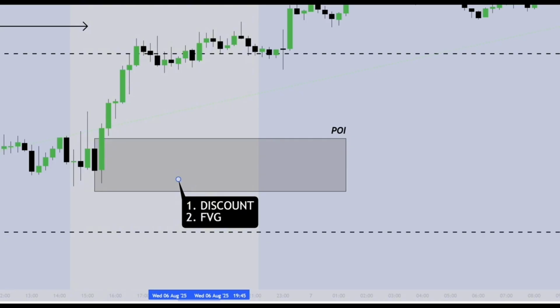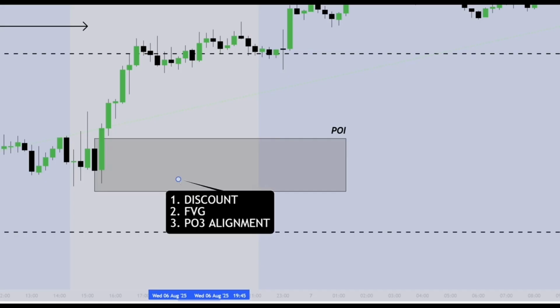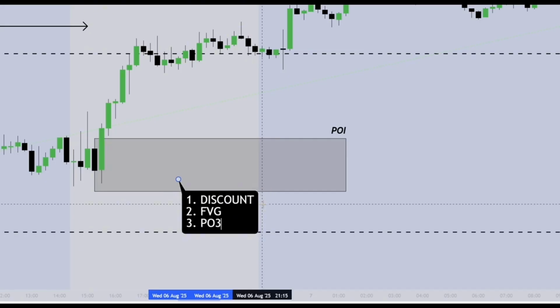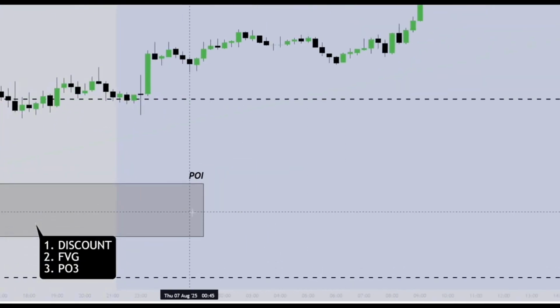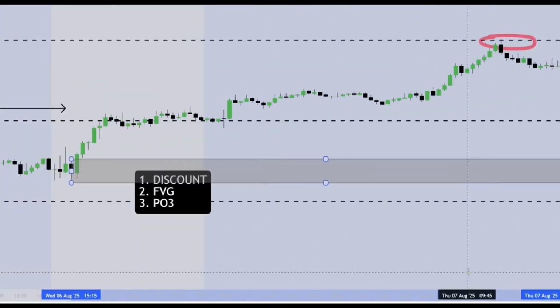Now, the third extra confluence you can use, and we're going to be going over this, is what we call PO3 alignment. PO3 alignment, right? So we're going to be using PO3. What does that mean? Let's drag this over to the right-hand side.